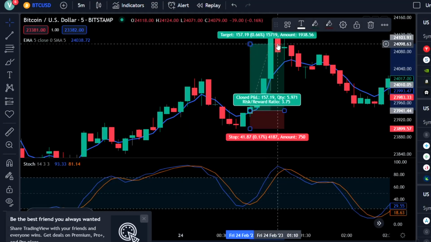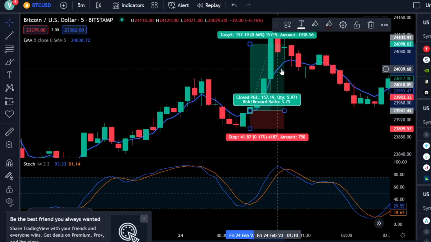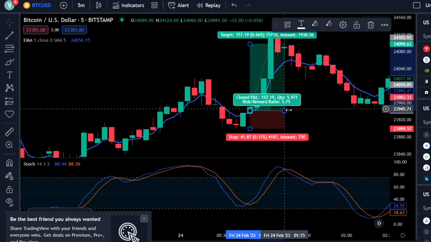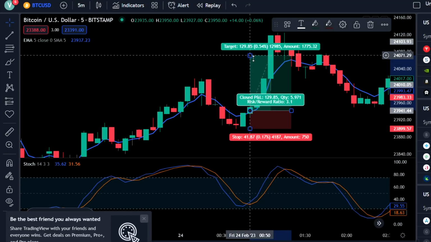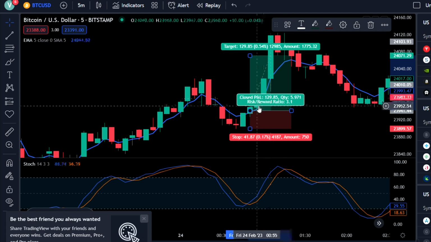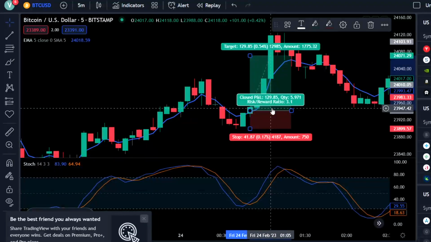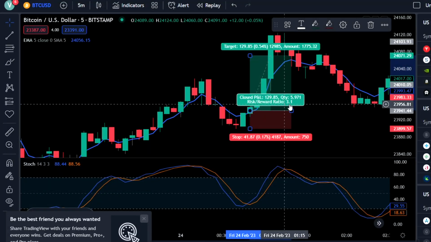So for instance, right here is where the crossover happens. That trade would have been almost a 3.5 to 1 risk-reward ratio. Risking $100 to win $332, that's pretty awesome. Simple rules, but you have to be super disciplined for some of this stuff.